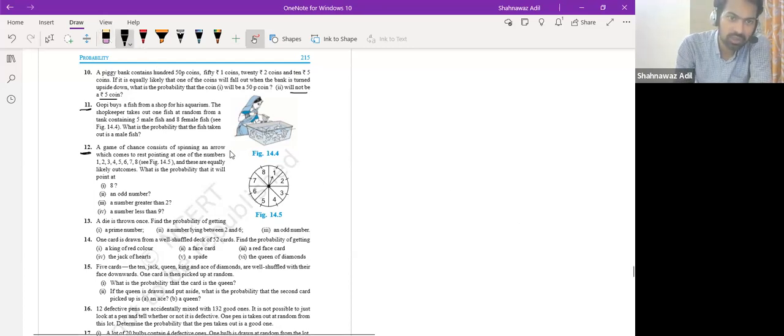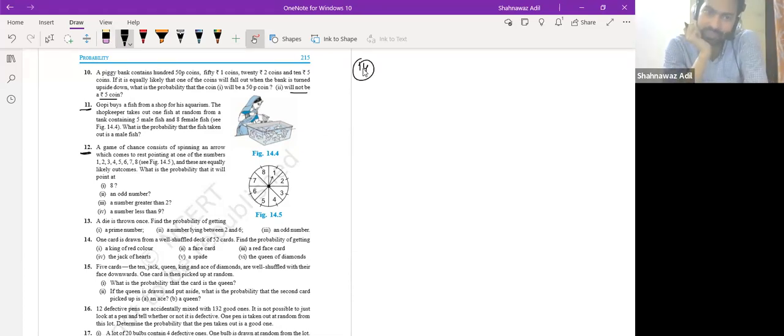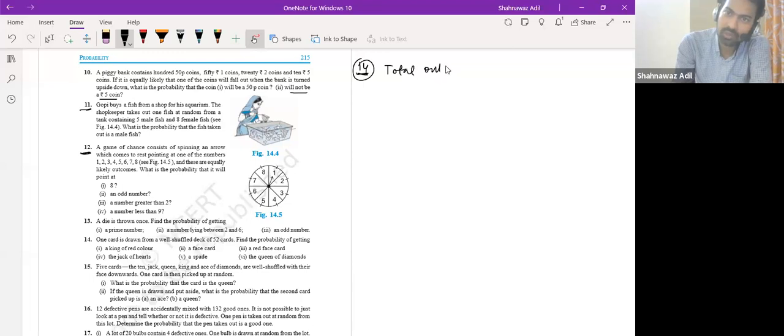Okay, so the 13th we did and now the 14th. This is Shaima's question, right? Yes, sir. So this is a card problem. One card is drawn from a well-shuffled deck of 52 cards. Find the probability of getting a king of red color. Total outcomes is 52.